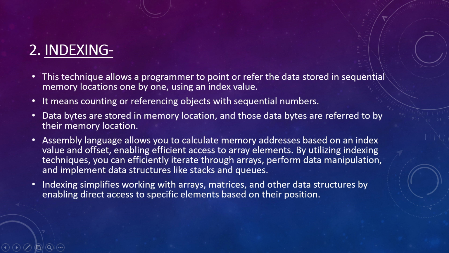Indexing simplifies working with arrays, matrices, and other data structures by enabling direct access to specific elements based on their position. In an array, we don't need anything else to reach a specific element. For example, if an element is stored in the fifth position, we can directly access it by indexing the array with the fifth location.